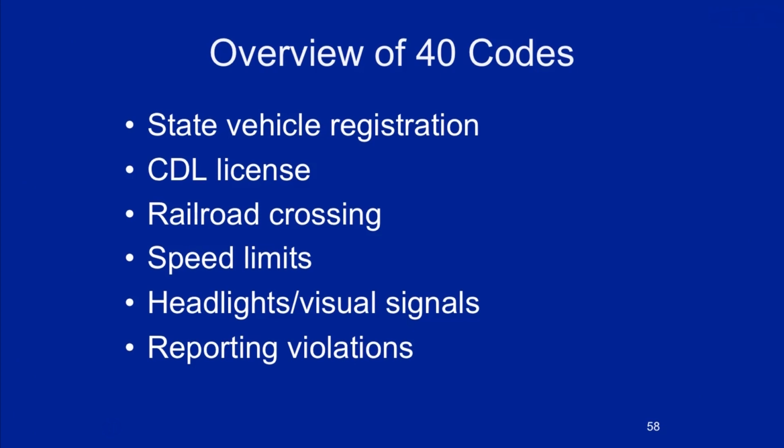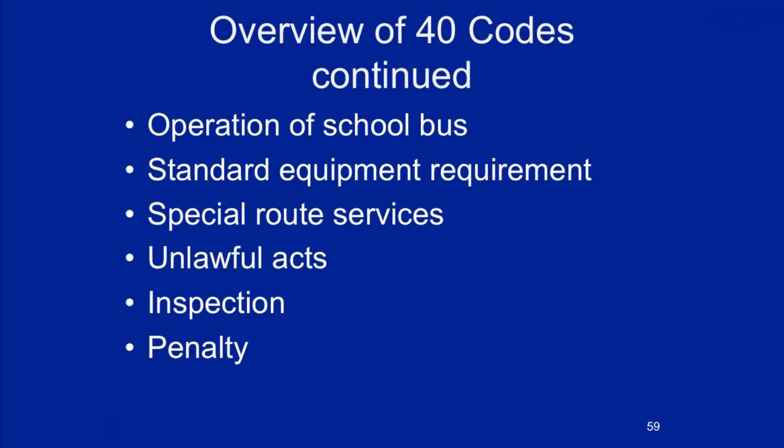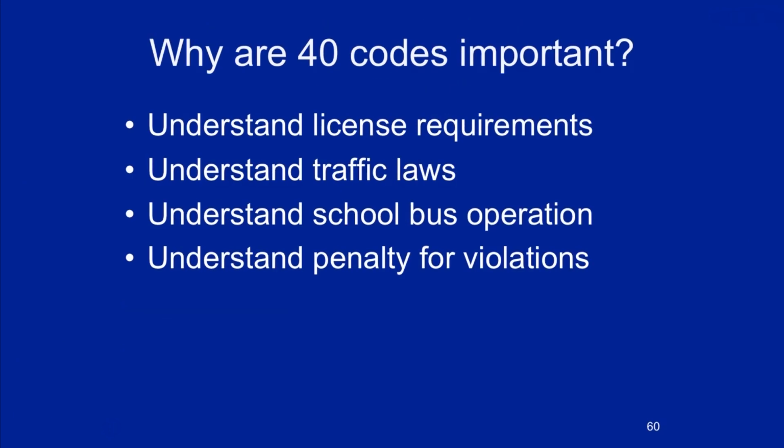40 codes dictate, again, licensing requirements, and again, school buses. Most school bus drivers are going to have a commercial driver's license. It talks about the laws on railroad crossings, speed limits, headlights, and visual signals specifically for school buses, reporting violations of people who run stop arms, the operation of the school bus, standard equipment required, special route services, unlawful acts, and inspection and penalties.